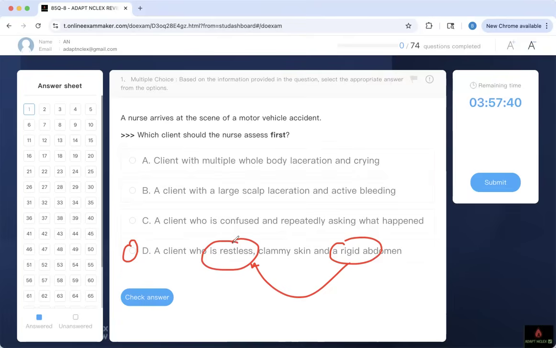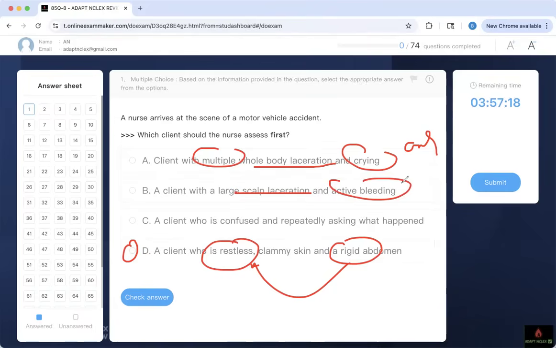Why are the other ones not right? Well, multiple whole body lacerations, you're crying. So long as you're crying, your airway is intact. Wrong answer. Large scalp laceration, this one is a trap, an NCLEX trap right there, active bleeding. Well, with a scalp laceration, you're not going to die from it. It may need some pressure, right? But it's active bleeding. But if you change the word active, you're missing the point about triaging.